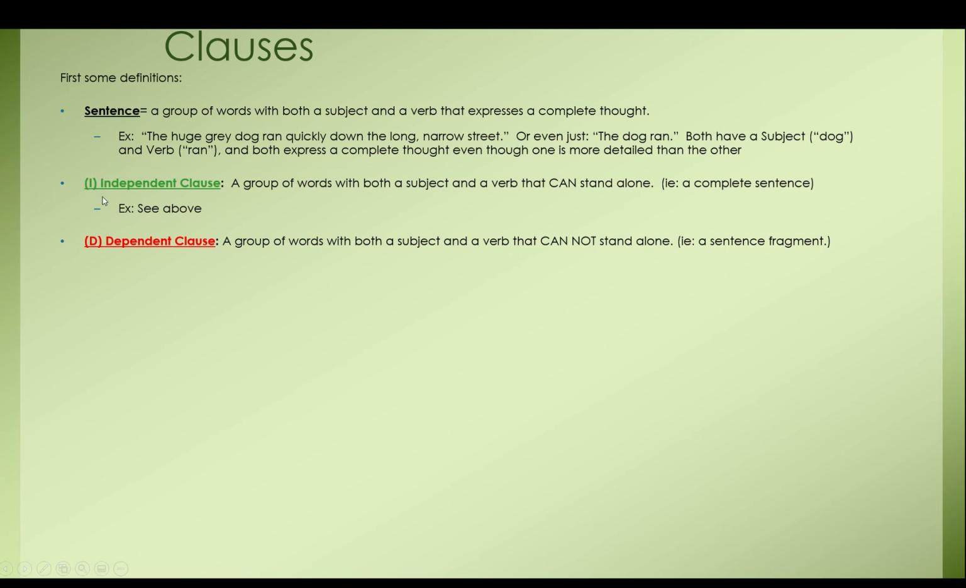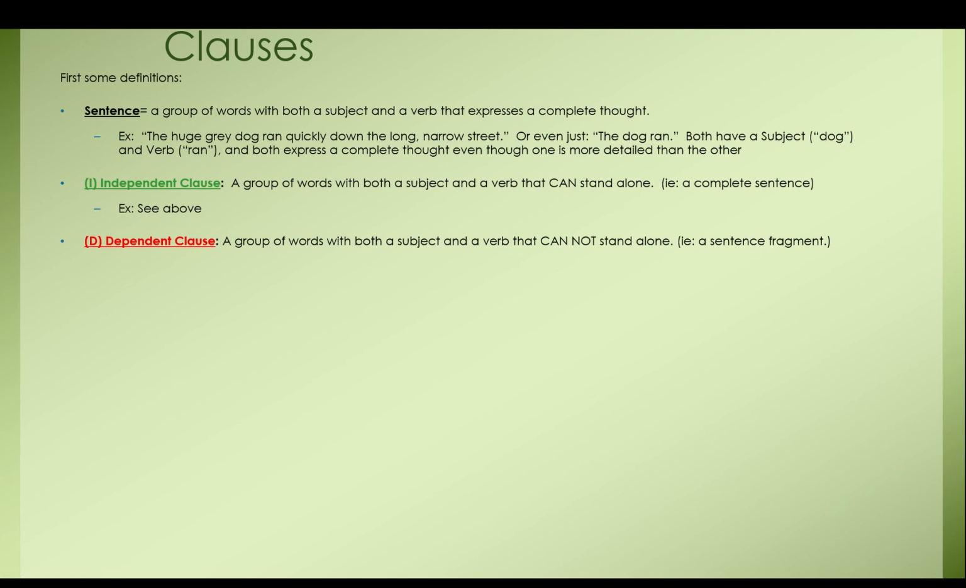If you're an independent person, you can live on your own, you can be out on your own, you can do things on your own. You're independent. You don't need someone else to support you. Same thing. It's a group of words that has a subject and a verb and can stand alone. They can be out on their own. Dependent clause, that subject and verb can't stand alone. There's not enough information. It's not a complete thought. So dependent, it needs something else. It needs more.